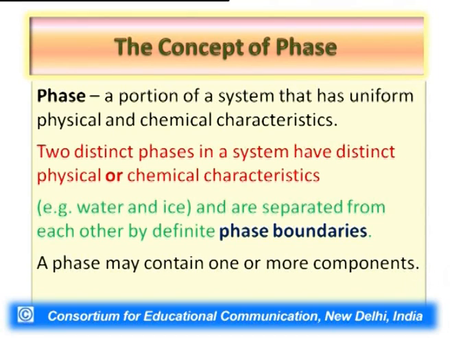If we look at it in a different manner, a phase is a portion of the system that has uniform physical and chemical characteristics. So two distinct phases in a system have distinct physical and chemical characteristics, as we have said, that we can only consider that portion of a system as a phase which has uniform physical and chemical properties. So we can say it the other way around: any two distinct phases in a system should have distinct physical or chemical characteristics.